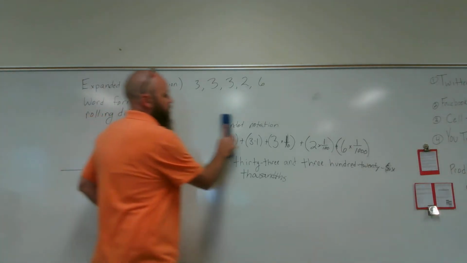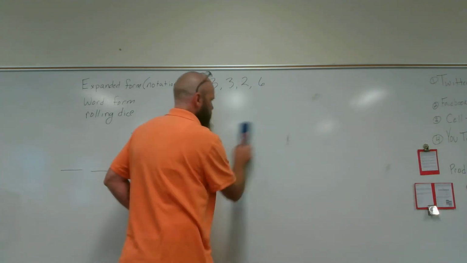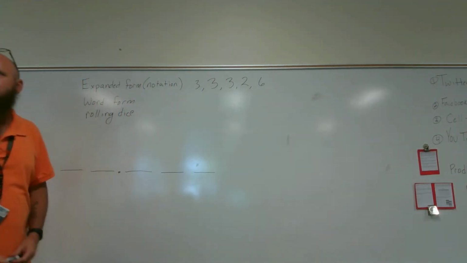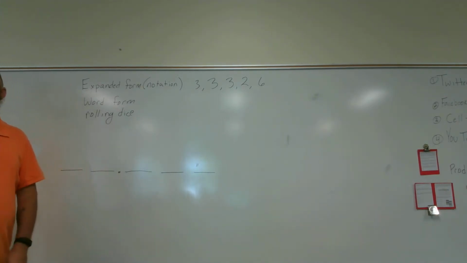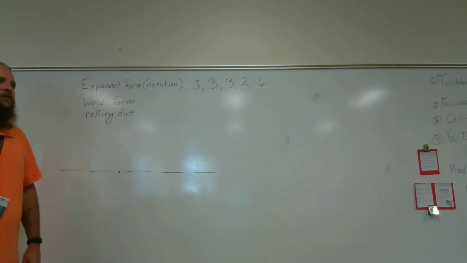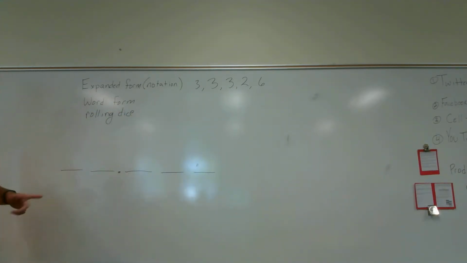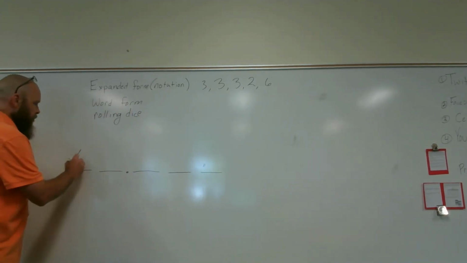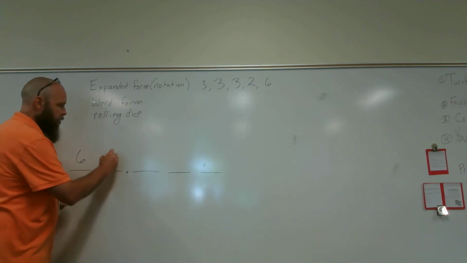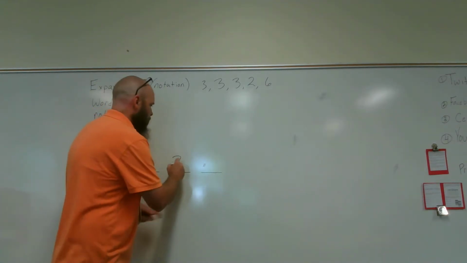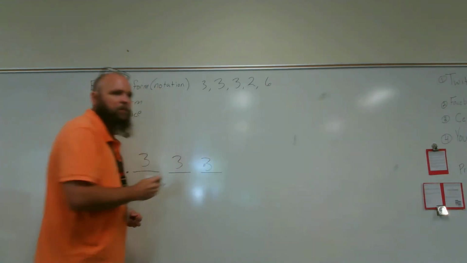So let's try a second one using the same digits. Let's go with Blaine. Using these same digits, give me a different number. Tens place, 6. Ones place, 2. Tenths place, 3. Hundredths place, 3. Thousandths place, 3. Okay, Blaine. Good job.